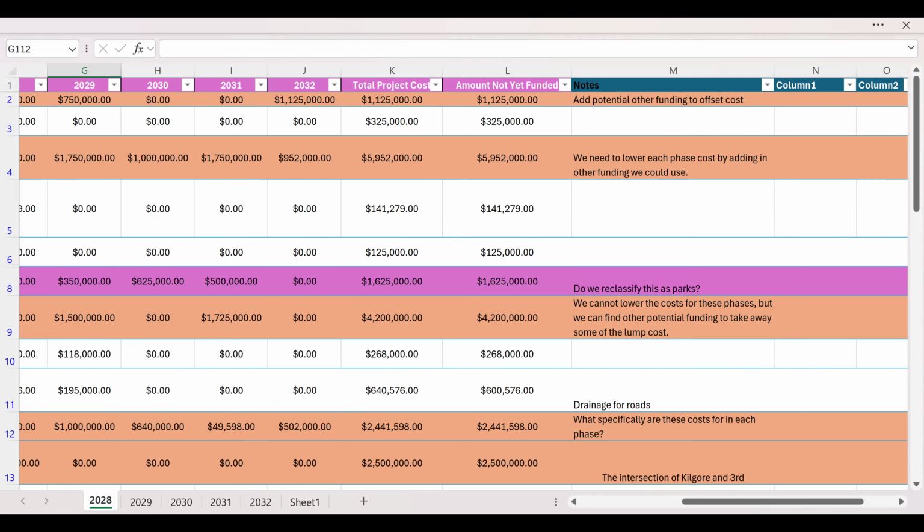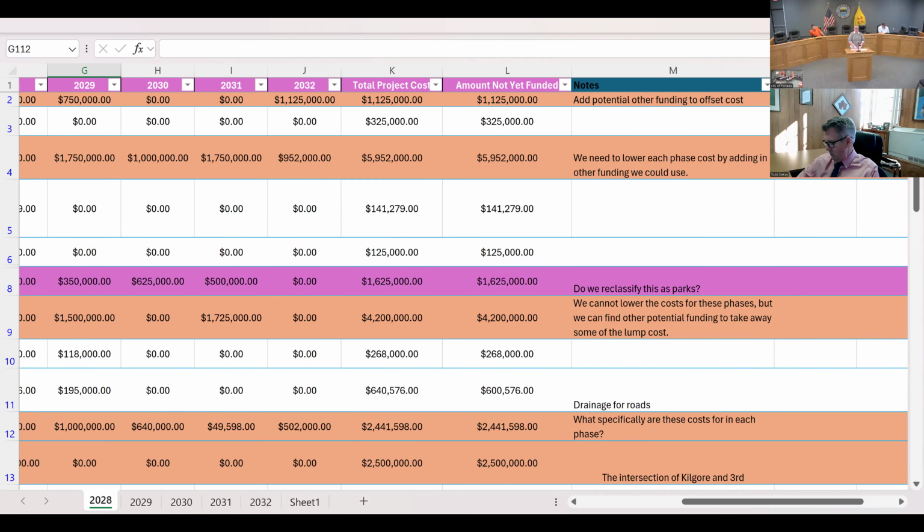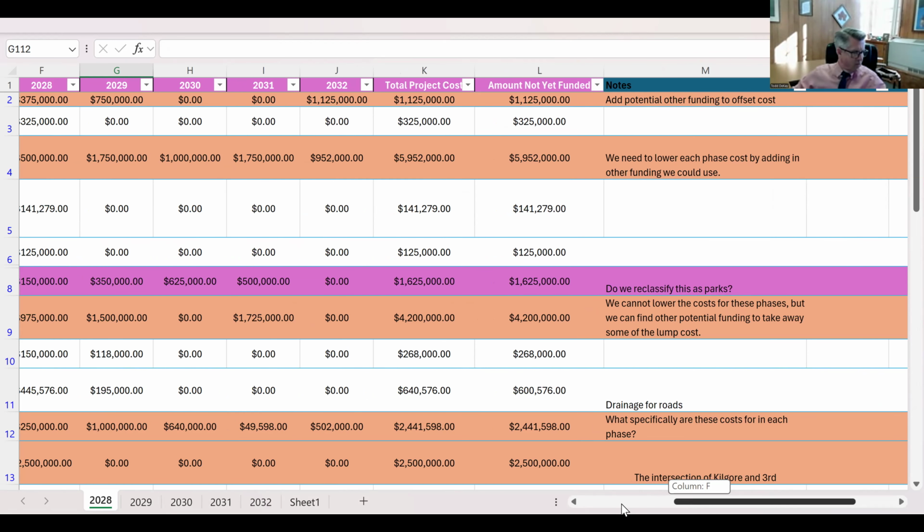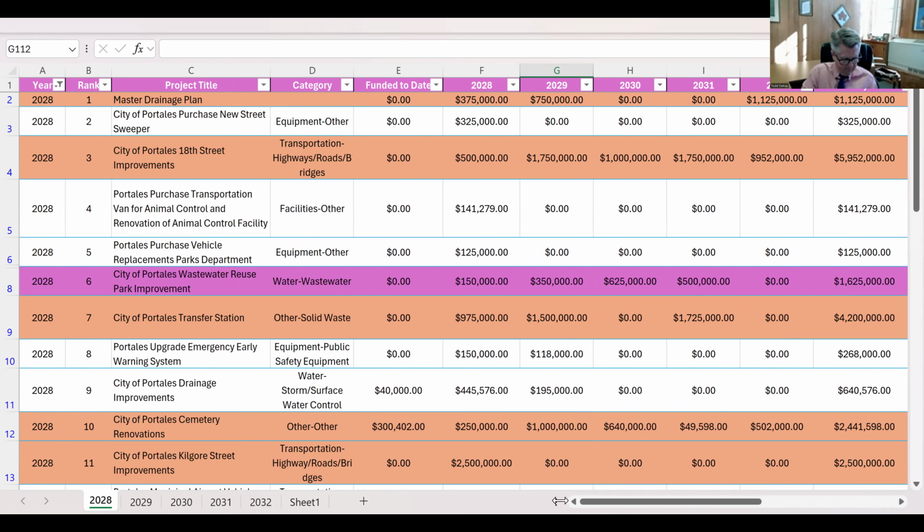Okay, so whenever we're looking at this, we want to look at where we are. We want to look at what projects have been done, what projects have partially been done, and we need to write those down and get those back to me, please. So that way we can put those in appropriately and our numbers will look better. Because whenever it says already funded, I want to make sure that I have the right information in there. And then we want to look at what are our future priorities.